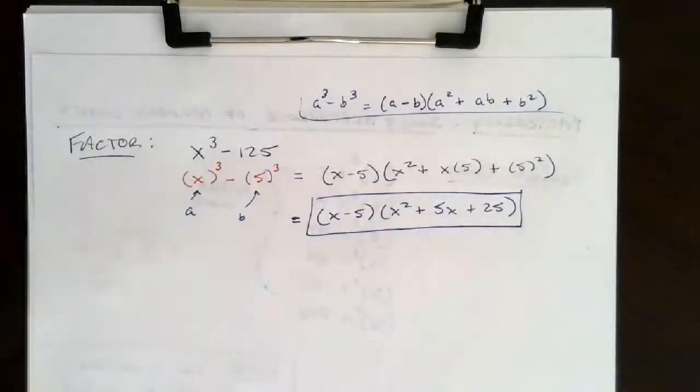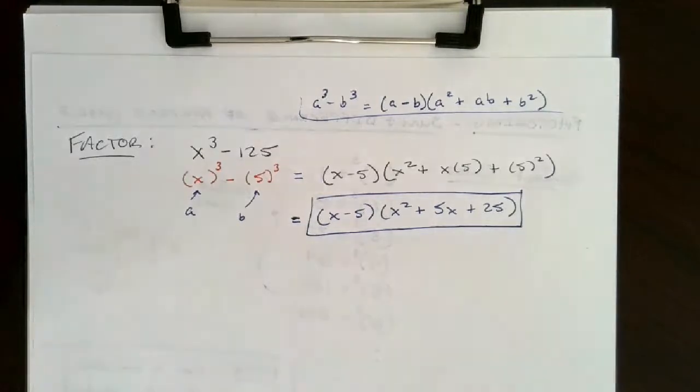Okay, so we used our formula from the previous page, and we noticed right at the very beginning that we had the difference of perfect cubes. If you don't have that, you can't use this formula. Everything has to be a perfect cube in there in order to use the sum or difference of perfect cubes formula. So you've got to make sure that all the pieces are perfect cubes.